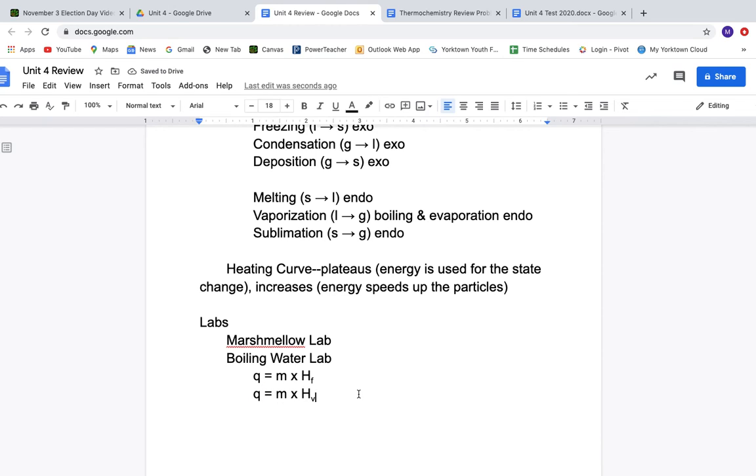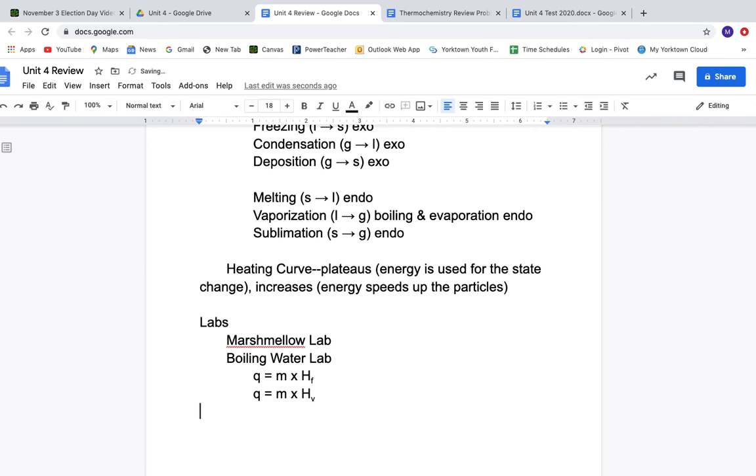So HF was given to you for that lab. We know what it is. I would give it to you on the test. It's for water. And then HV, same thing. So you'll have 4 questions involving these 2 equations on your review homework. And this would be, if you're looking at a heating curve, these would be the equations for the plateaus on a heating curve.